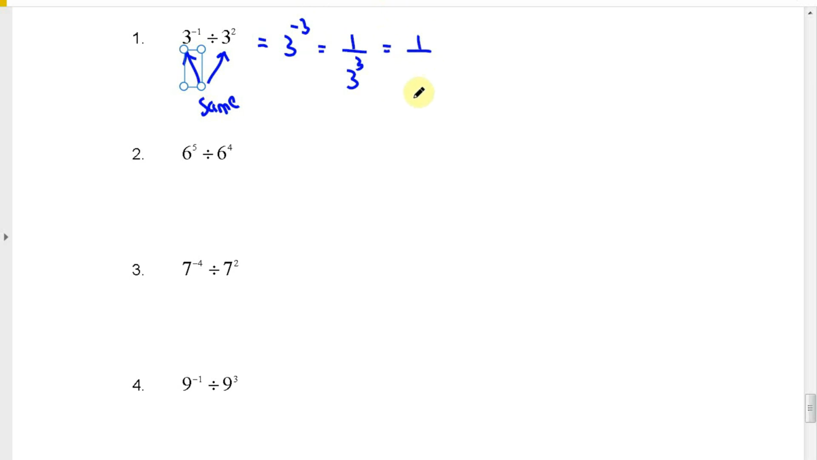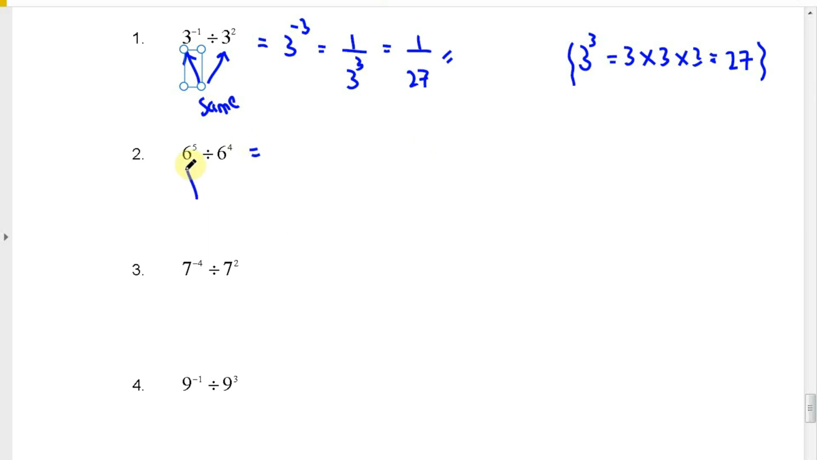And I can simplify more. 3 to the power 3. Remember, 3 to the power 3 is 3 times 3 times 3. 3 times 3 is 9 times 3, 27. So I can write this as 1 over 27. Next one.